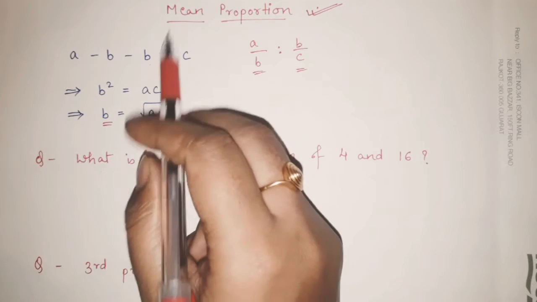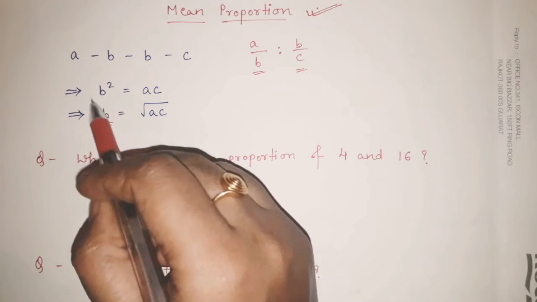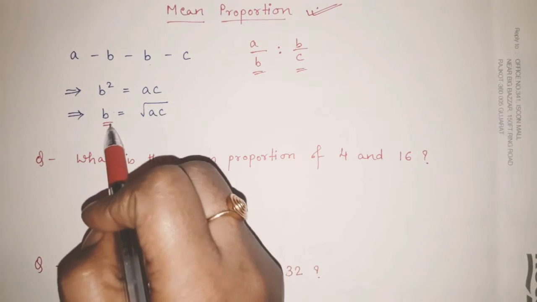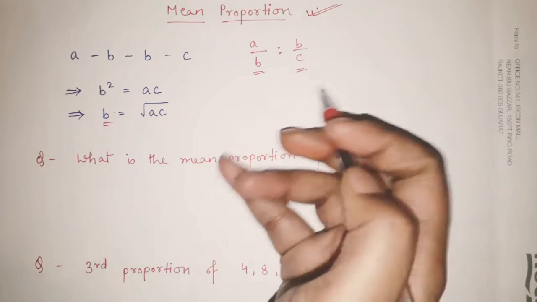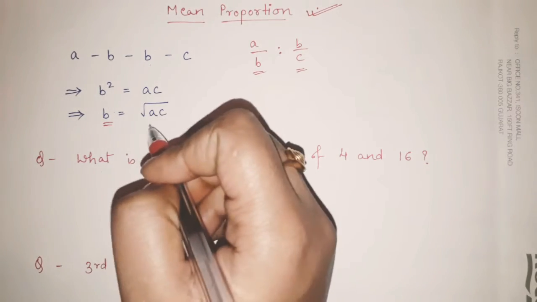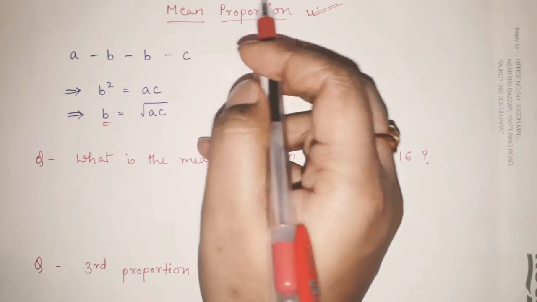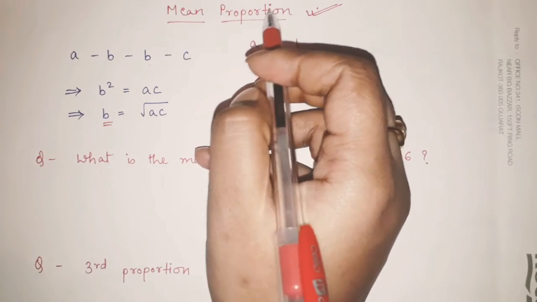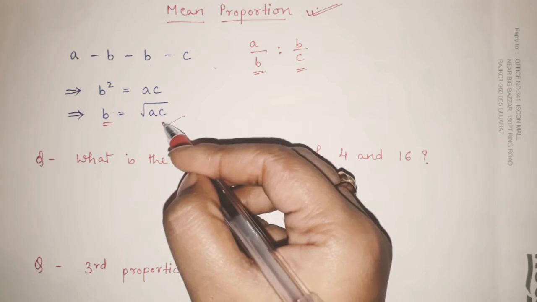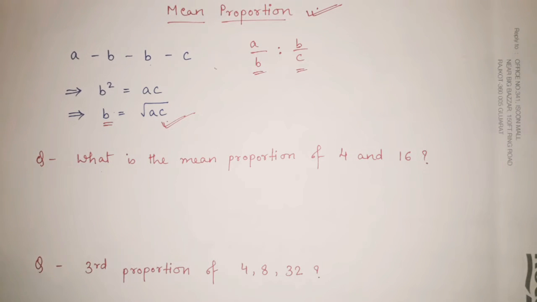Now, mean proportion means what? We want to find out the value of B. So, if B square is equal to AC, then the value of B will be equal to the square root of AC. Simple as that. Fine. But it is good to know the direct formula because many times, in 1 mark questions in competitive exams, they ask about mean proportion. And if any such direct question is asked, you can directly use the formula that B is equal to square root of AC.